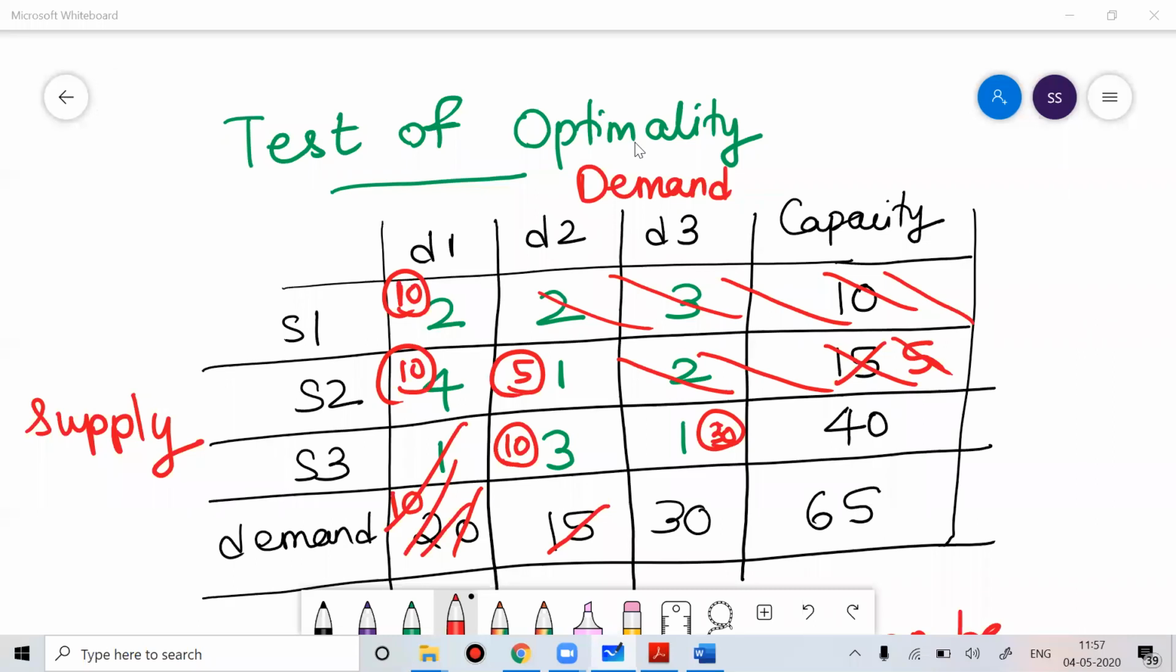You can find the initial basic feasible solution either by the northwest corner method, or by the least cost method, or by the Vogel approximation method. By using any of the three methods, you can find the initial basic feasible solution.